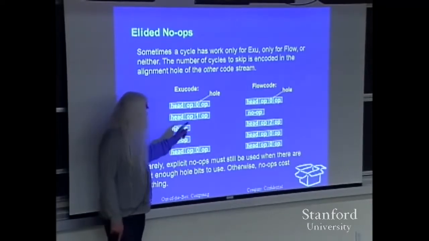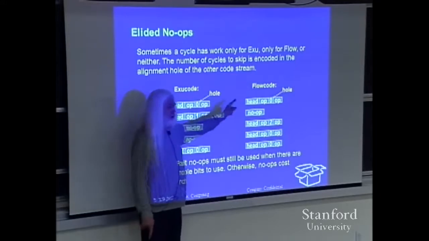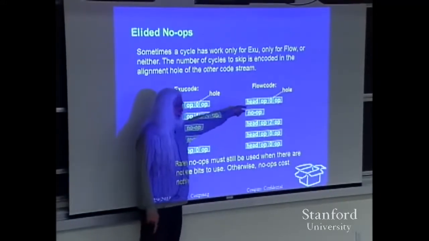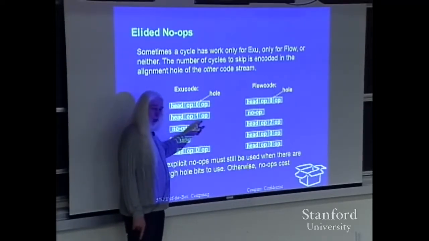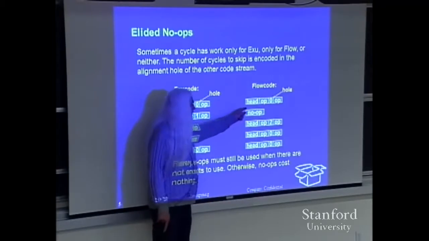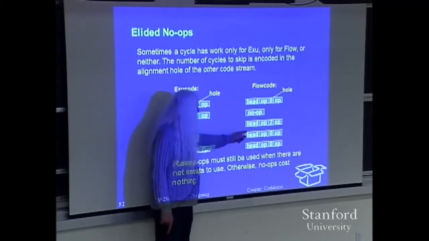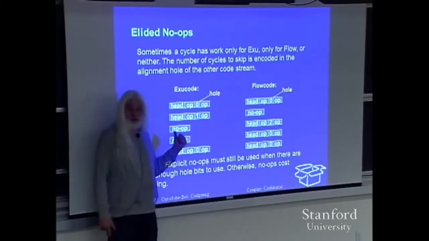If that's 0, the alignment hole value refers to the other side. If that's 0, he issues immediately. If, on the other hand, that's 1, he lags for 1 cycle before issuing. Each one encodes the lag of the other side.